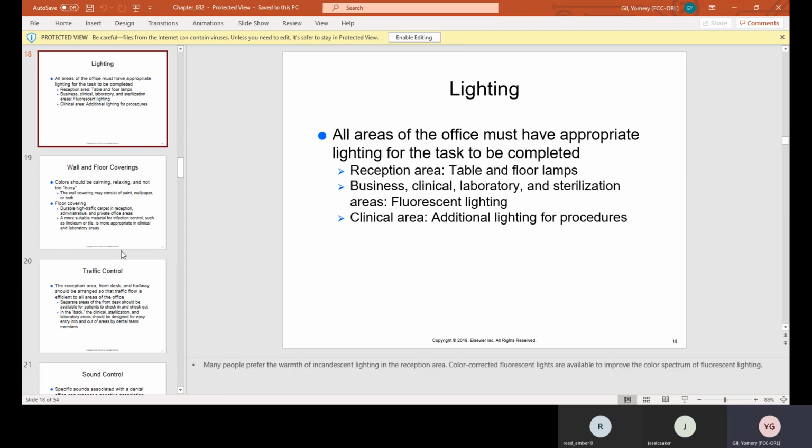Lighting. All areas of the office must have appropriate lighting for the task to be completed. The reception area uses table and floor lamps. Business, clinical, laboratory, and sterilization areas use fluorescent lighting. The clinical area needs additional lighting for procedures, hence the overhead light that comes attached to the chair.